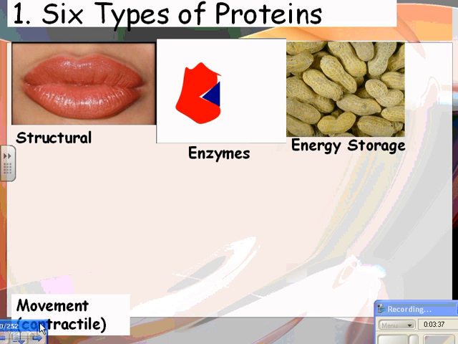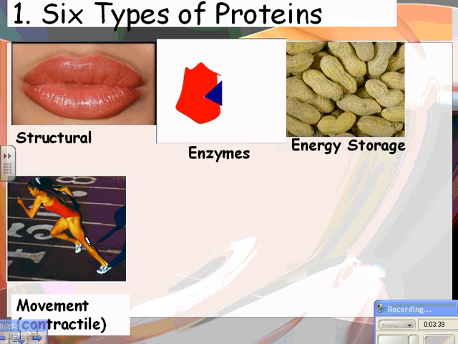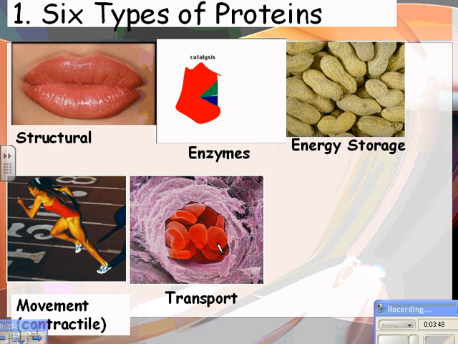And then movement or contraction. And so muscles are made to move, and they're made out of actin and myosin, which are proteins that can move. Transport. So here are red blood cells, and we were talking a little bit ago about hemoglobin. Hemoglobin is a protein, and its function is to transport oxygen around the body. So the hemoglobin is found in red blood cells like these, and the red blood cells are found in a blood vessel like this.